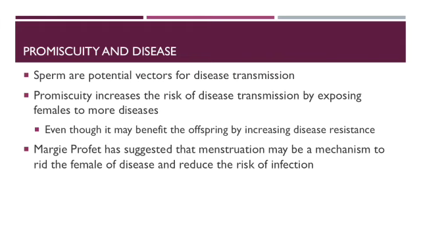So females who are mating with multiple males may be gaining better quality sperm, better genes, increasing sperm competition, but they may also be exposing themselves to risk. So what is the balance in here? One suggestion by Margie Profet has been that actually females may reduce their risk of disease by using menstruation as a tactic. So menstruation may be a mechanism by which females can rid their uterine canal of any sort of pathogens and protect themselves from disease and reduce the risk of infection.